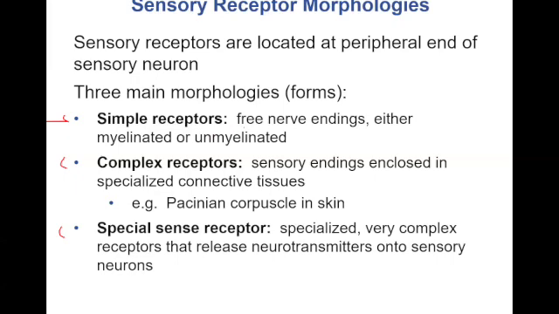Now if I'm saying that these are free nerve endings, going back to last semester when we were talking about the skin, what would be an example of a simple receptor, where we have free nerve endings, in the skin? Does anybody remember a specific name or a specific type? Free nerve endings is the key.